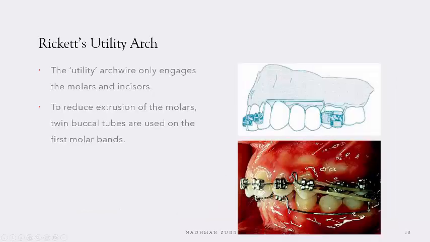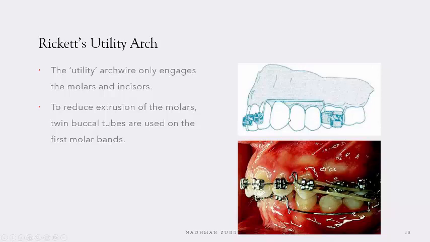Ricketts utility arch. It could be used in the upper arch, it could be used in the lower arch, it could be used in both the arches. It will be intruding the incisors and relatively extruding the first molars. But to reduce the extrusion of the molars, what we can do, we can use twin tubes.